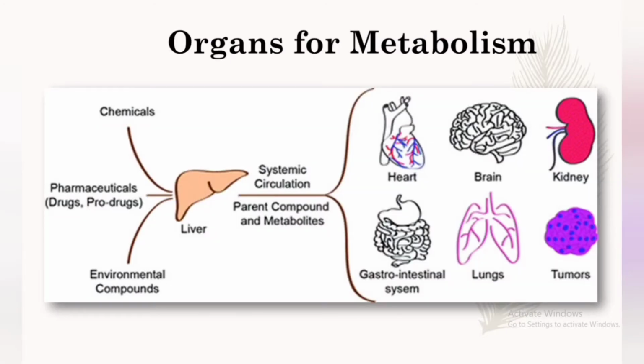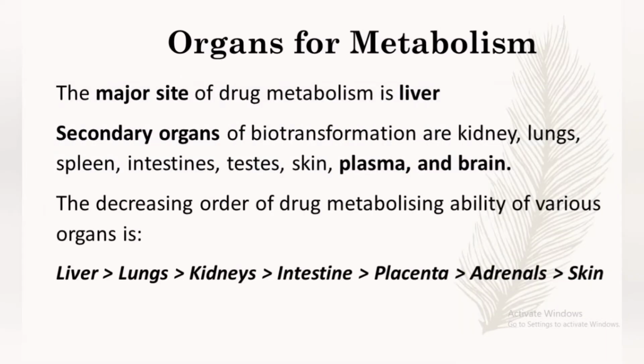The major organ for drug metabolism is the liver because of the presence of a large number of enzymes in the liver. Secondary organs involved in metabolism are kidney, lungs, brain, testes, skin, plasma, etc. The decreasing order of organs involved in drug metabolism is liver, which metabolizes the highest number of drugs and highest proportion, then lungs, kidney, intestine, and the lowest is adrenal and the skin.